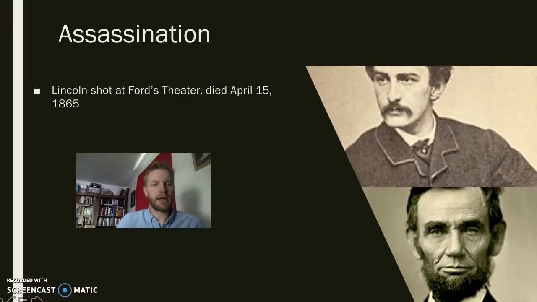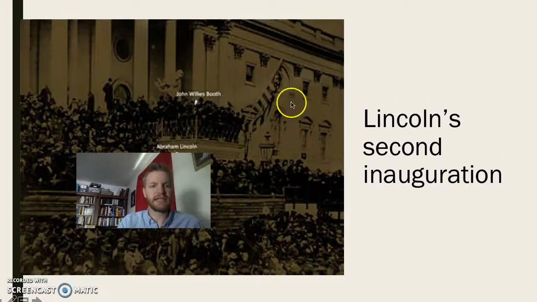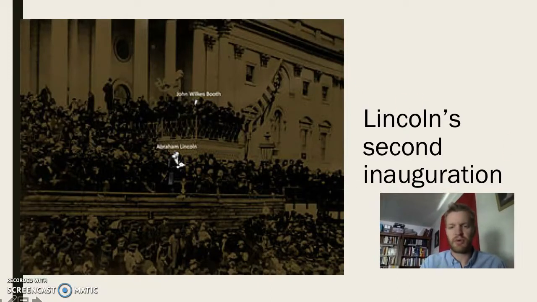Unfortunately, however, Lincoln's vision for Reconstruction died with him when he was assassinated by John Wilkes Booth in April of 1865. The theory goes that Booth was at Lincoln's second inauguration. Supposedly, this is John Wilkes Booth up here watching Lincoln give his speech. And when Lincoln mentioned enfranchising African Americans, Booth lost it and put his plan into action to kill Lincoln.